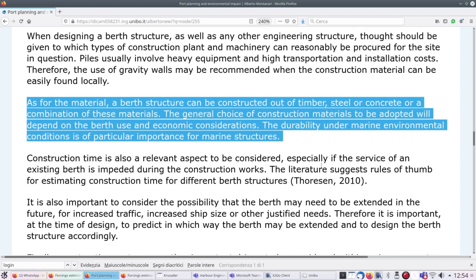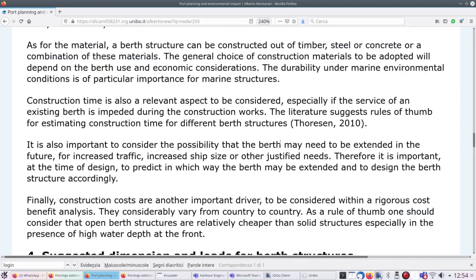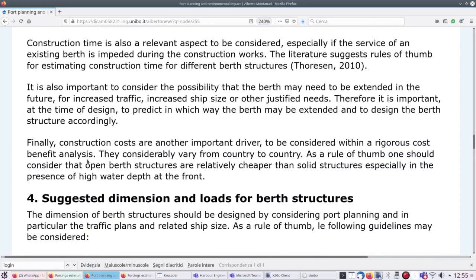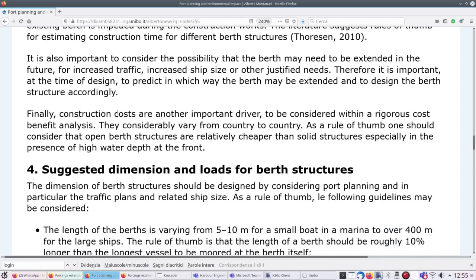And the choice depends on several different considerations, not only cost, not only durability, but also aesthetics is important. It's not mentioned here. So for instance, for tourism, and not only for tourism, I would say in any case, to minimize the visual impact of the structure. Because, as we will see in a moment, the environmental impact of ports is quite significant. It's also important to consider the possibility that the berth may need to be extended for increased traffic, increased tourism, etc. And the final consideration is about costs, which are another important driver, as well as environmental impact.